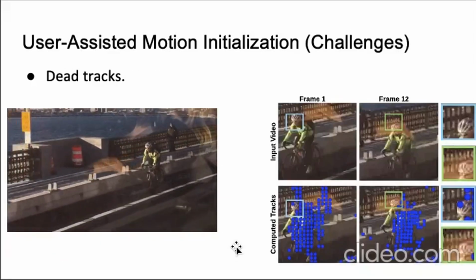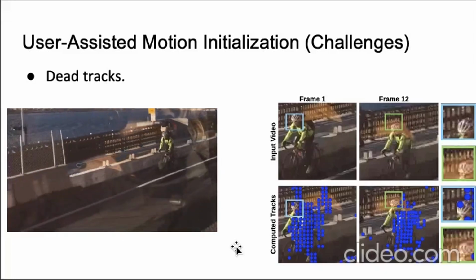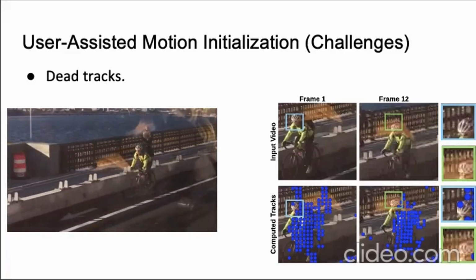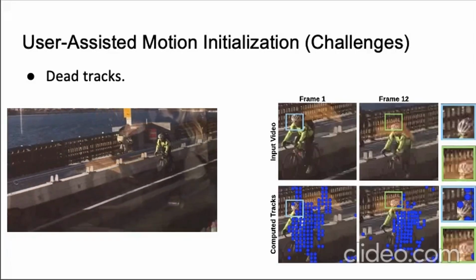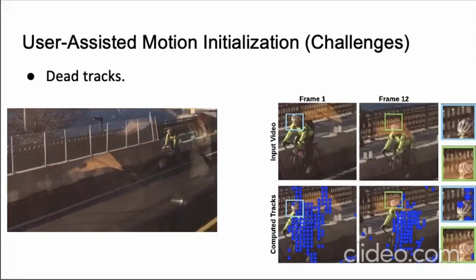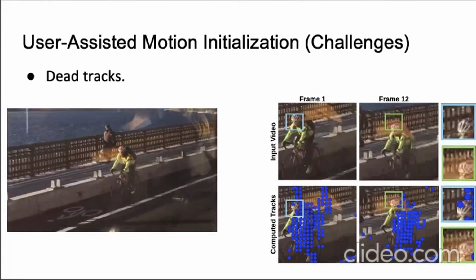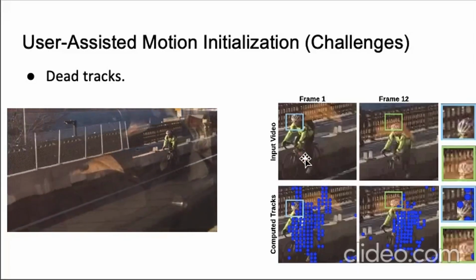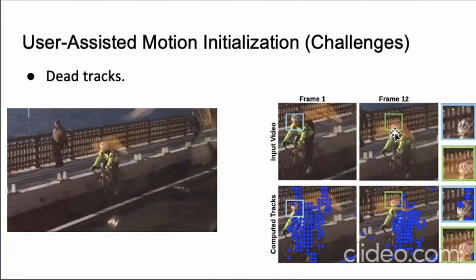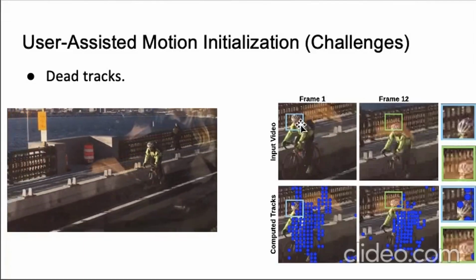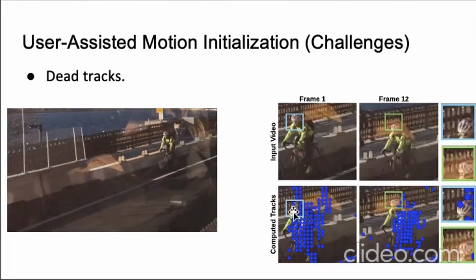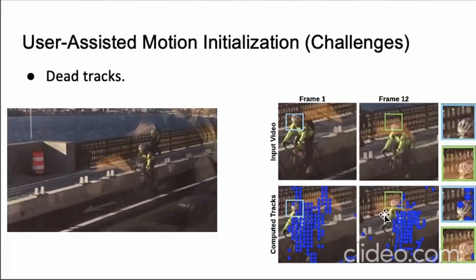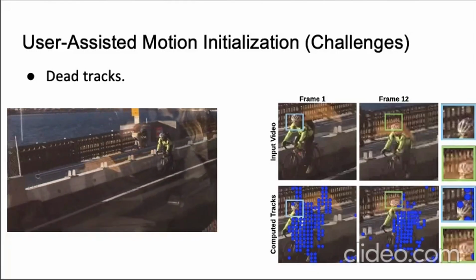There are a lot of challenges associated with user-assisted motion initialization. One of them is dead tracks. It occurs when a track is identified for a limited number of frames only. And this is a really common problem, because of collisions or obstructions by the other layer. For example, if we look at the snapshots of this video at frame 1 and frame 12, we can see that the helmet of the person was tracked in frame 1. However, this track died at frame 12 because of obstruction from the reflection layer, which is this blurry part.